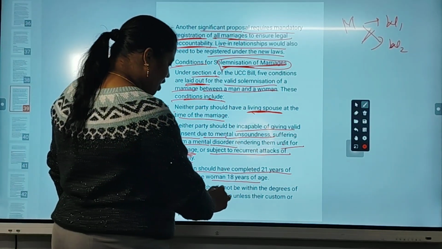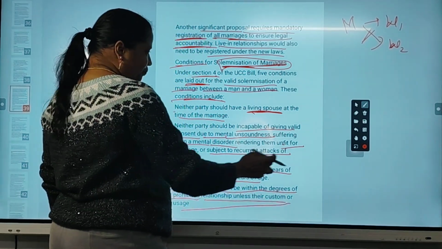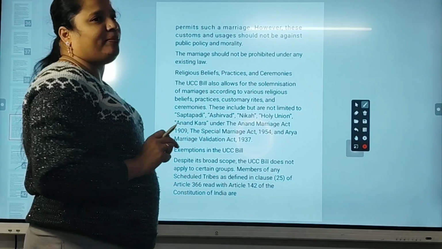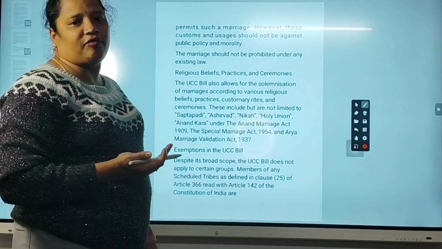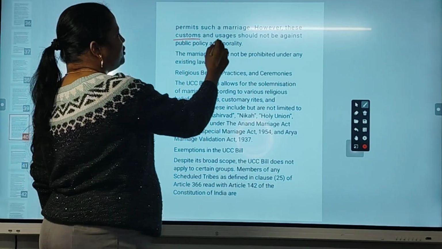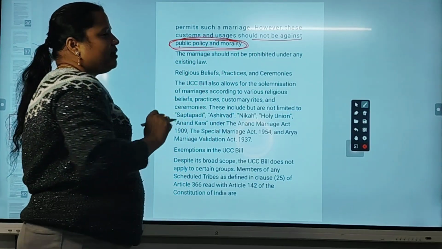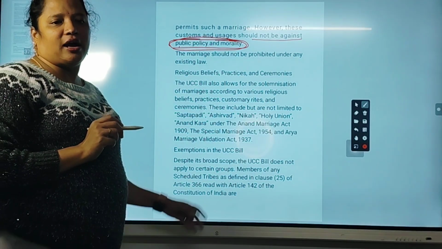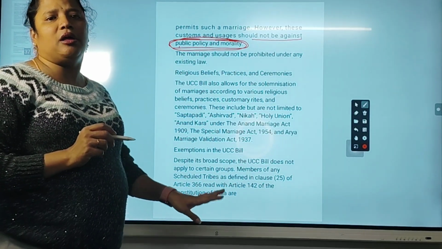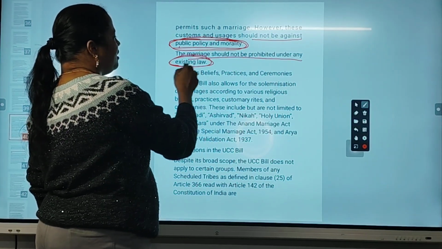The parties should not be within the degree of prohibited relationship unless their custom or usage permits. The parties should not have any prohibited relationship, illegal affairs or illegal relationships after marriage. However, these customs and usages should not be against public policy and morality. So all these rules are according to public policy and morality only. They are not against public morals. So the marriage should not be prohibited under any existing law.